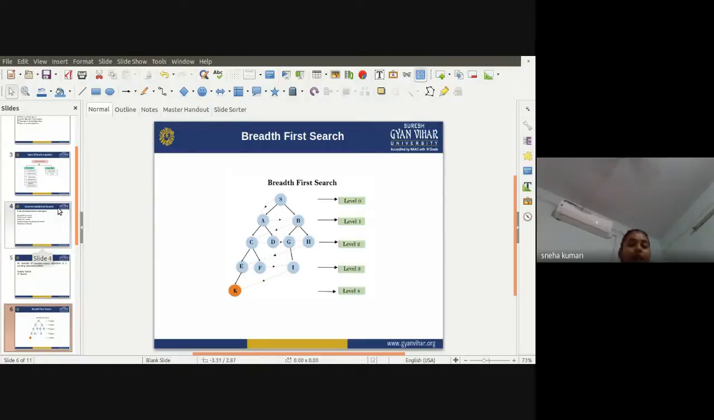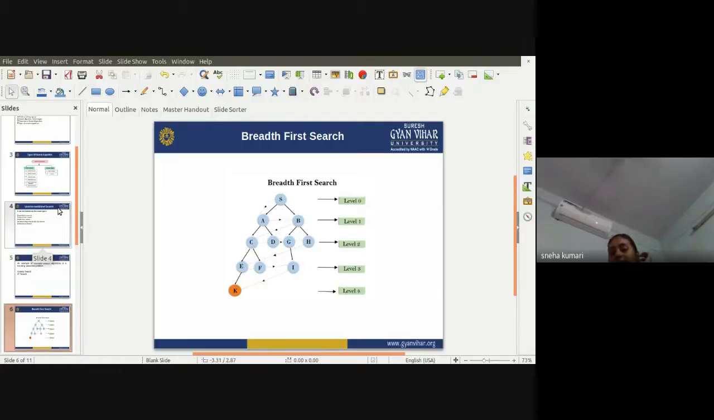If there is more than one solution for a given problem, BFS will provide the minimum solution, which requires the least number of steps. It requires lots of memory, since each level of the tree must be saved into memory to expand the next level. So definitely it requires more space.